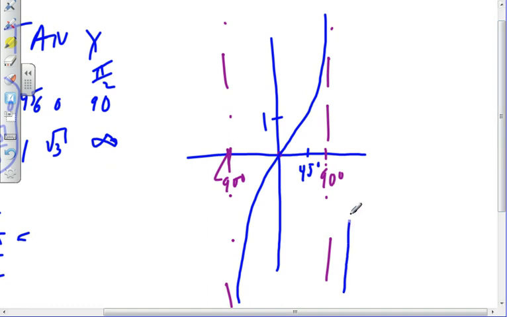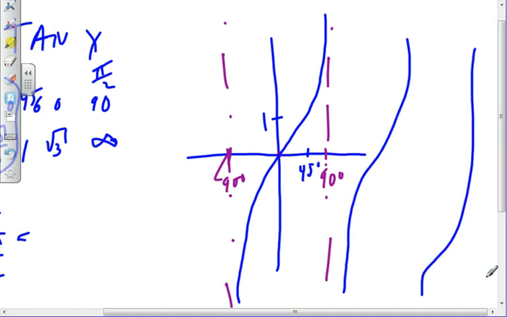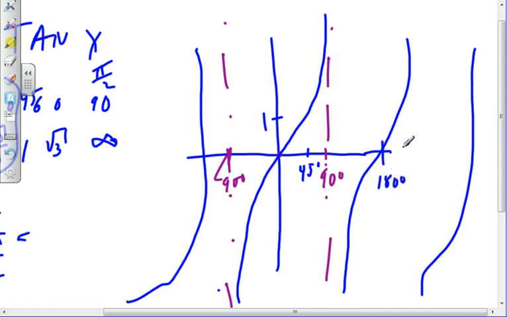And it happens again, and again, and again. So it keeps repeating itself. Where's it going to pass through 0 there? 180. Where is it going to pass through 0 there? 360. I can do it in pi. I could say that this is pi over 2, and this is minus pi over 2, and this is pi, and this is at 2 pi. So I could do that too if I wanted to.